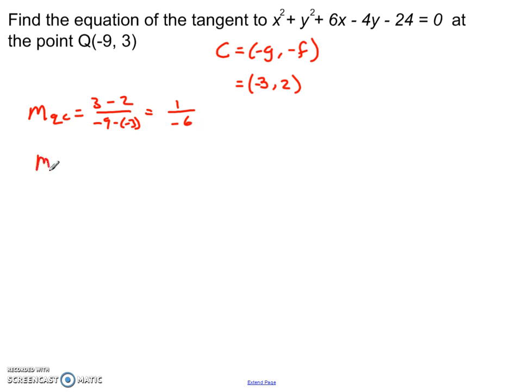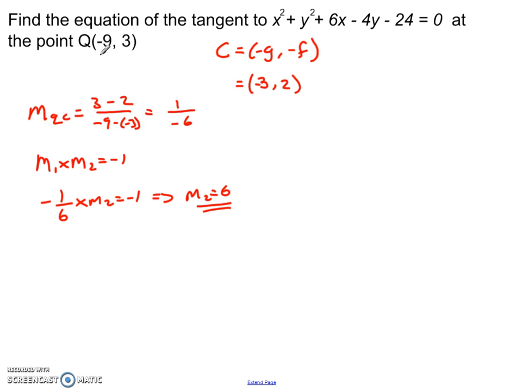What I then do is I use my gradient property for perpendicular lines. m1 times m2 equals negative 1. So I then know that negative 1/6 times the second gradient m2 is equal to negative 1. So m2 is equal to 6. So the gradient of my tangent is equal to 6.